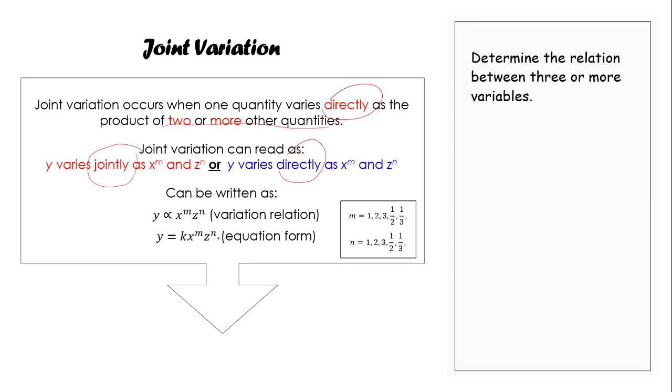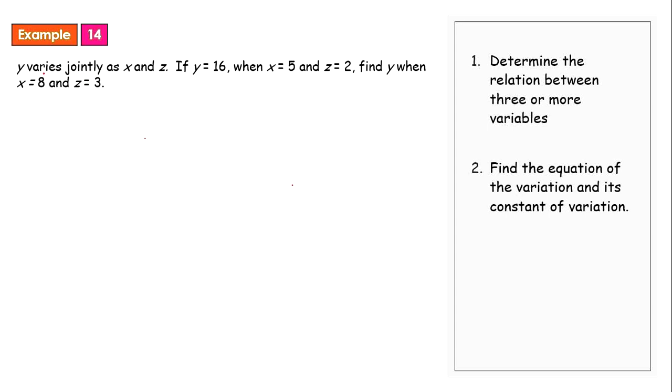Okay, so macam biasa in equation form kita tambah constant, which is k. And the formula for the constant untuk joint variation is k equals y over x power n z power n. Okay, look at example 14. Y varies jointly as x and z. So it can be written as y varies jointly as x and z. In equation form, kita tambah k only. So if y equals 16 when x equals 5 and z equals 2, find y when x equals 8 and z equals 3.